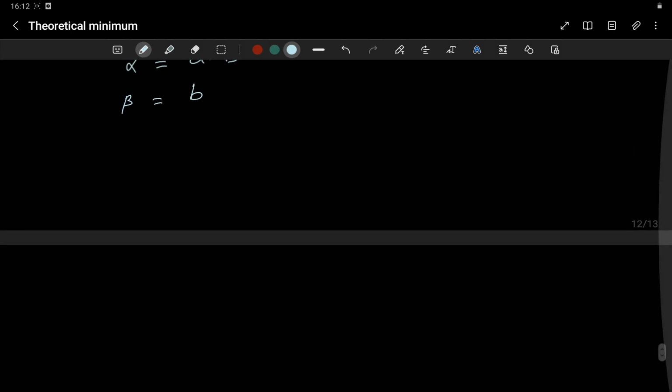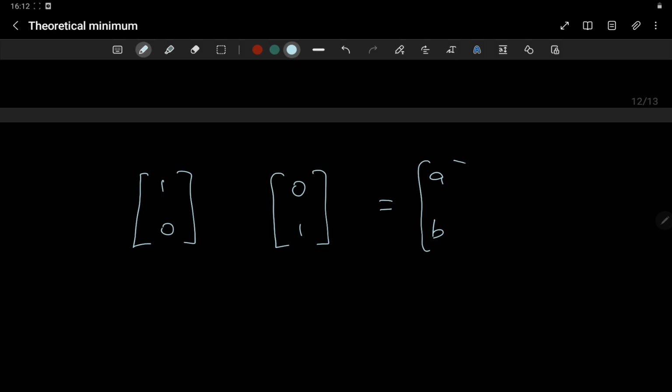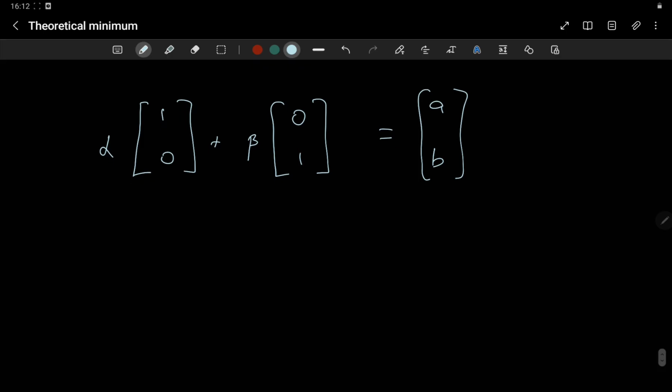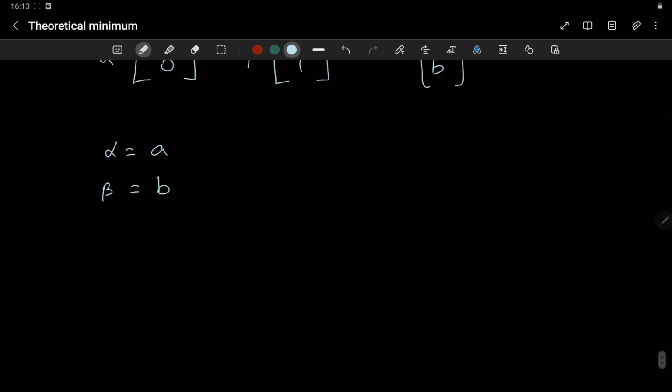So for example, you choose 1 0 and 0 1. Okay, and then a and b. What is alpha and what is beta? Alpha is equal to a, beta is equal to b.